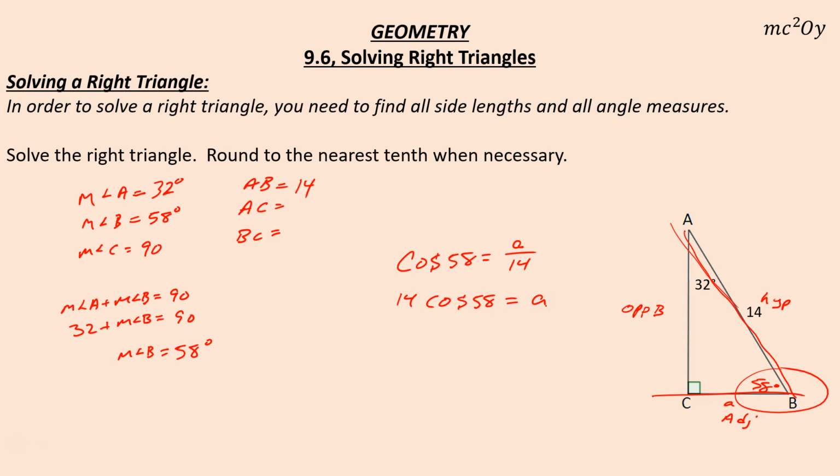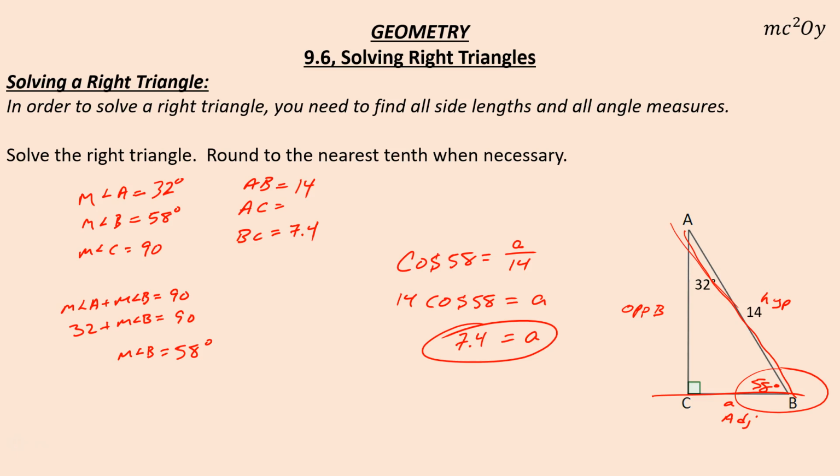Now notice I didn't use inverse cosine because I'm not finding angle measures. I'm finding side length. All right. And so 14 cosine 58 gives me, I believe A is 7.41. Oh, and we're going to the nearest tenth, 7.4. Okay, and so that is side BC, 7.4. And you can label it on your picture also if you want.